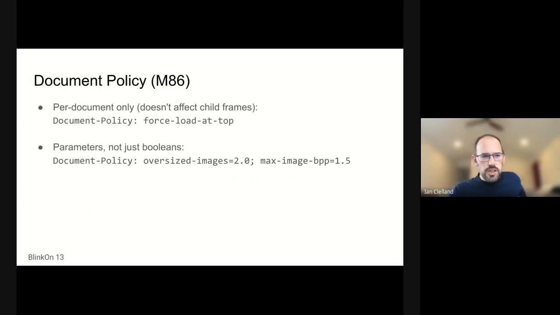So now, document policy, which shipped in M86, works differently. For one, the effects of the header are generally scoped to just a single document. Not every document just gets to set its own configuration independently. And second, the features are not just Boolean toggles. I mean, they can be, but we've also introduced floats and enums, and developers can set thresholds to get enforced on their pages.